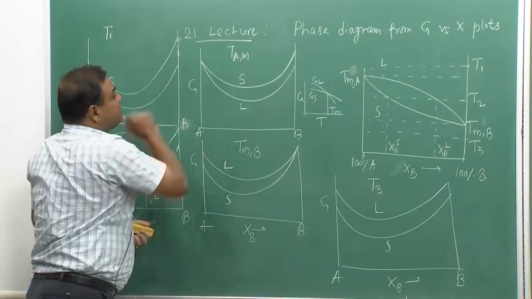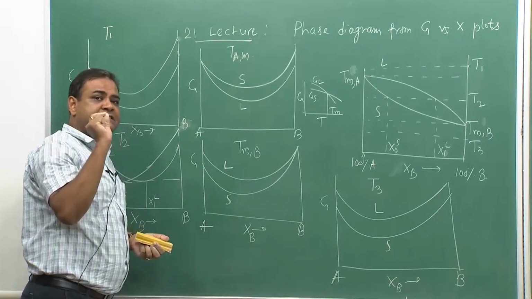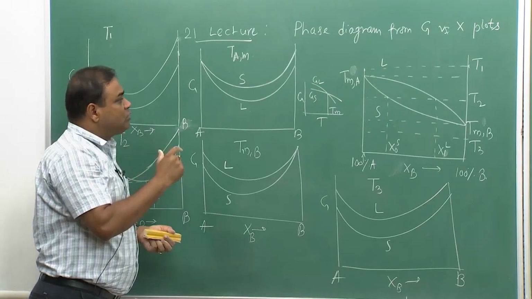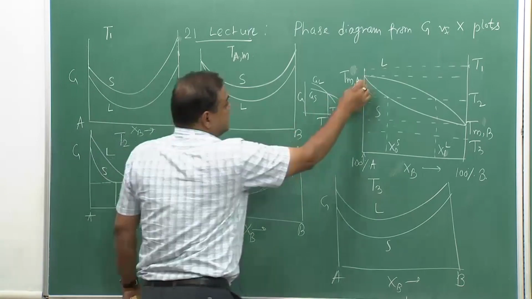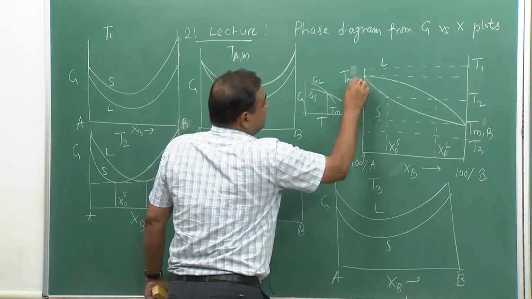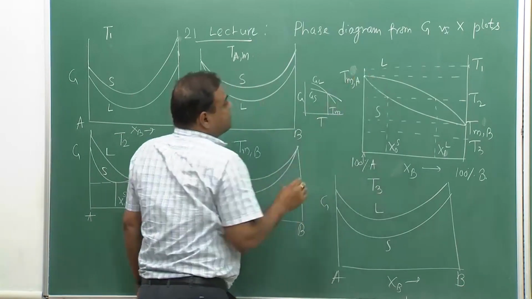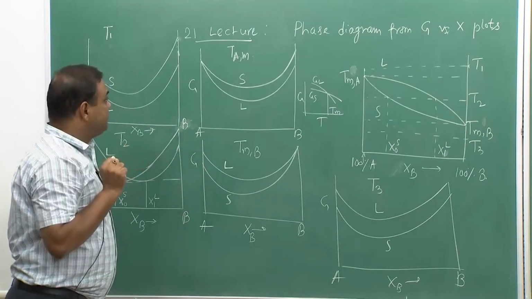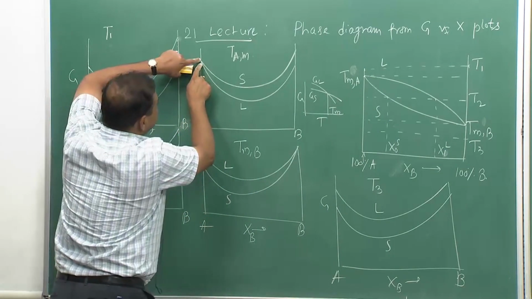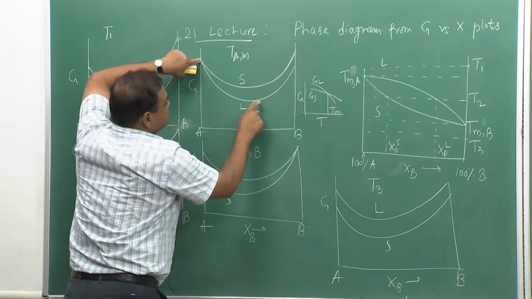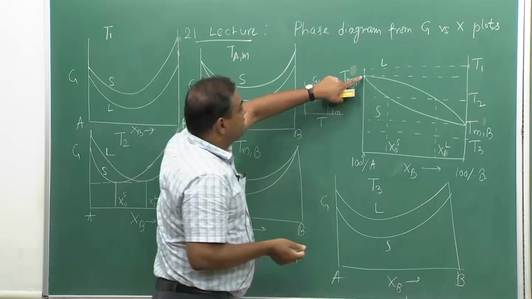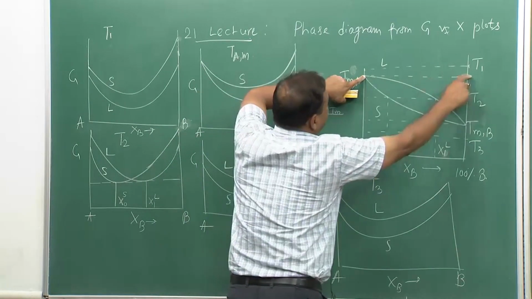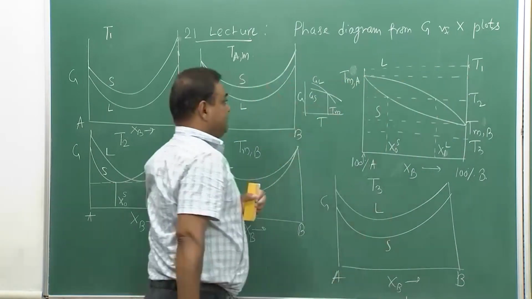So here I would get first A, pure A, starting to come out in the form of solid. At this point I would get the first solid, but apart from this composition, in the rest of the compositions the liquid free energy is below the solid free energy. So liquid would be stable. That is what we are saying: apart from this, at all other compositions liquid is stable.